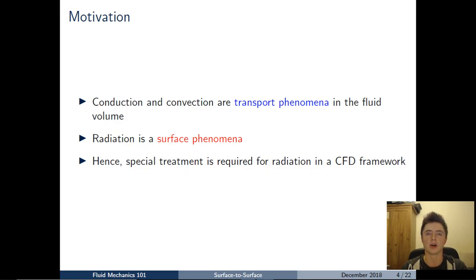And in our usual finite volume CFD framework, we don't have an easy way to directly account for radiation because we solve for all of the cell volumes throughout the fluid volume. And for this reason, we're going to have to use some type of special treatment to account for radiation and a special radiation model. And in today's talk, I'm going to talk to you specifically about the surface-to-surface radiation model, which is one of the most popular radiation models you can use.